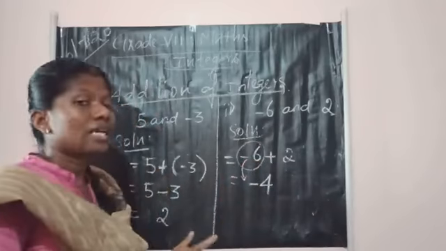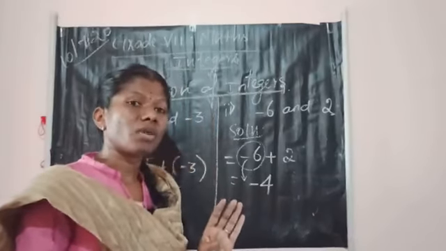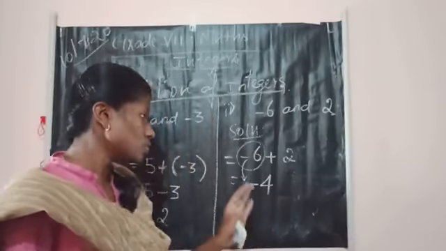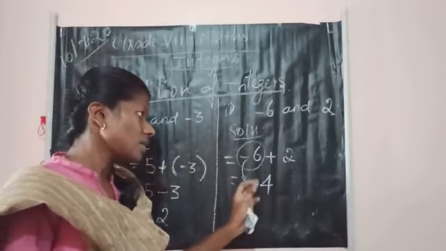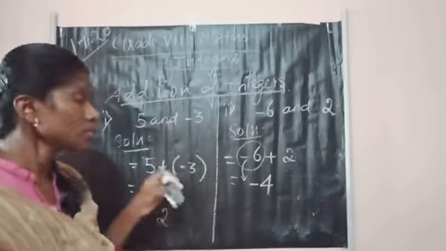If signs are different, you have to subtract, and after subtracting, you have to apply the greater number's sign. So the greater number's sign is minus. Therefore the answer is -4.